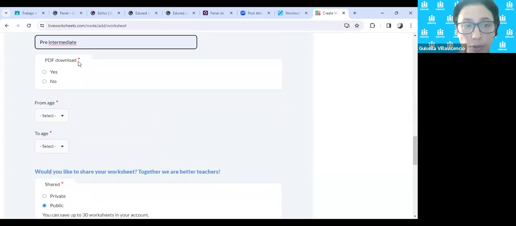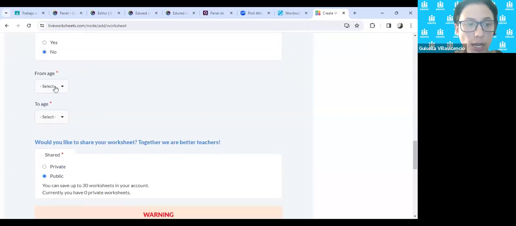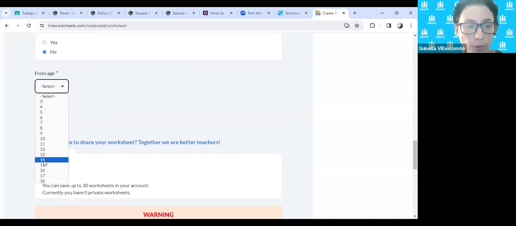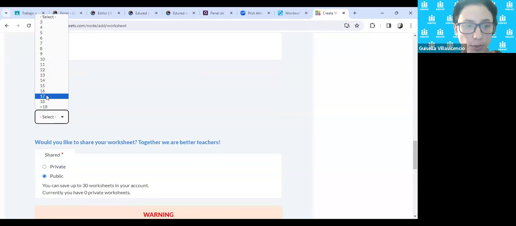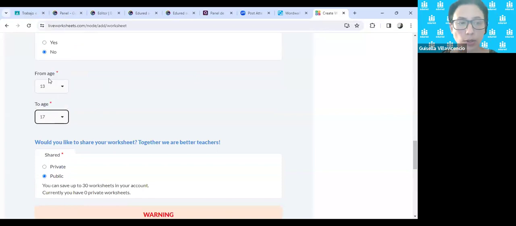Nosotros vamos a permitir que los chicos puedan descargar el PDF o no. Eso depende de nosotros, si lo queremos permitir o no lo queremos permitir, ¿right? Así que no. Las edades de los chicos, acá ustedes ponen para qué edades, por ejemplo, si están en secundaria desde los 13 hasta los 17, ¿right? Si están en secondary school. Las edades dependen de nuestros estudiantes.